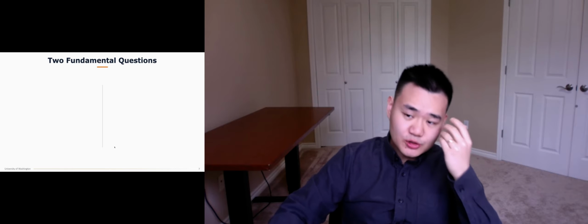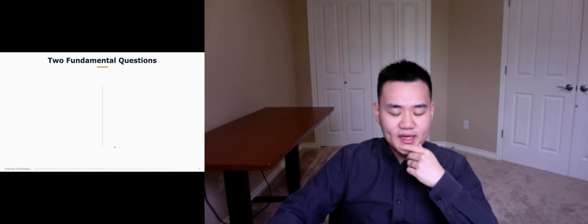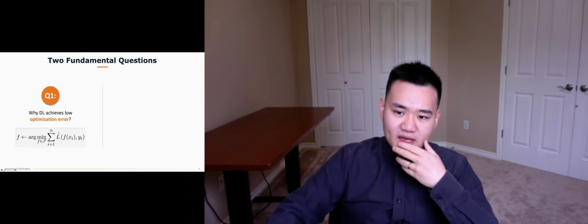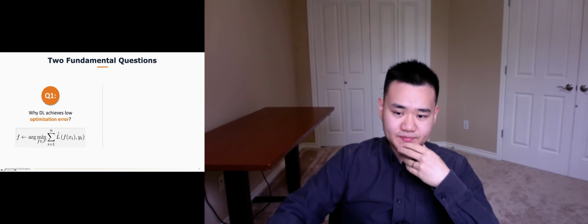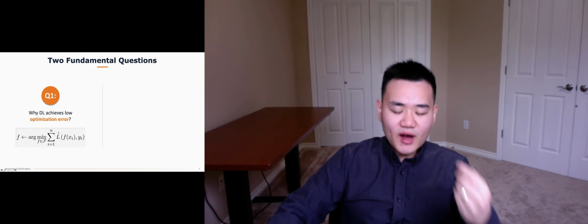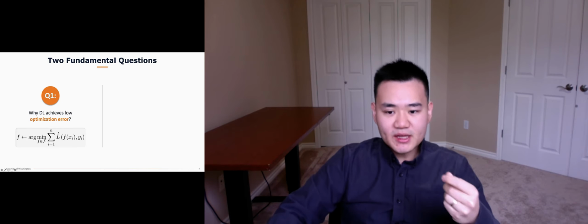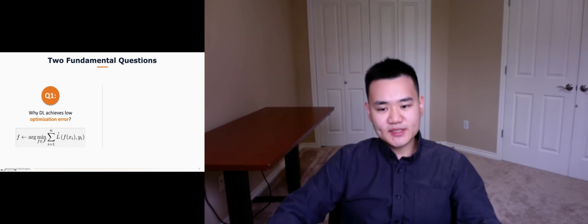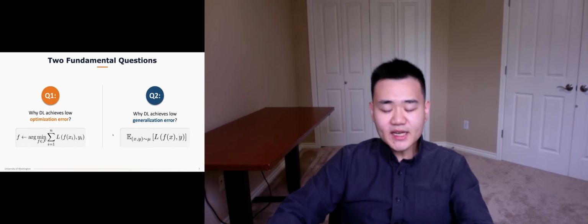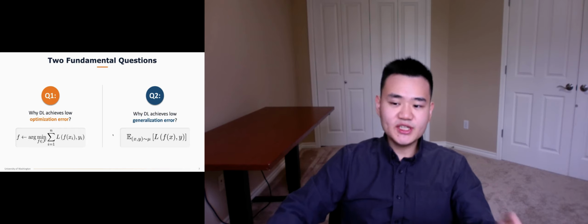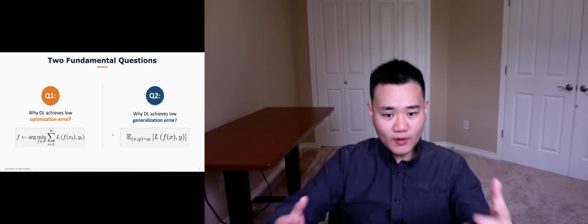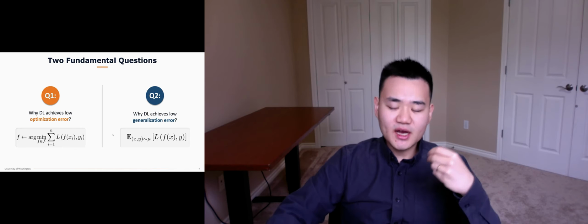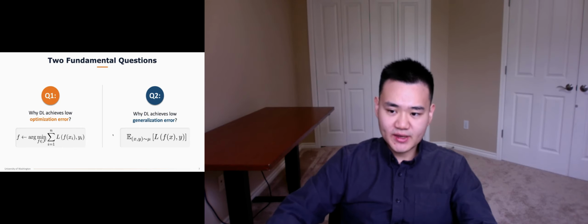So there are 2 fundamental questions about deep neural networks or general learning theory. The first is on optimization. So why can we find a neural network that minimizes this empirical loss over the n training data points? And the second question is on generalization error. Why can the neural network you find through solving the optimization behave well on the unseen data, which is this expected loss?